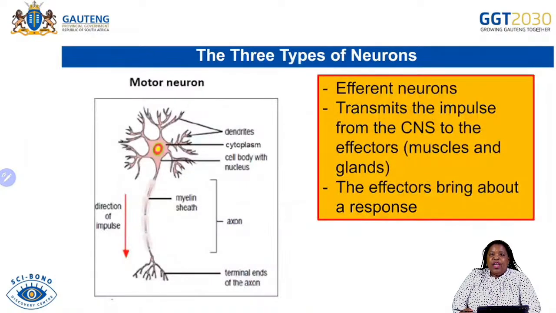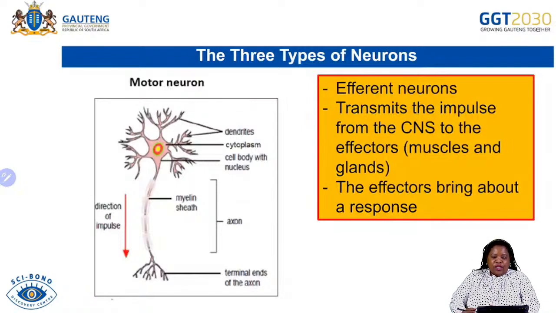Okay? So we have got 3 types of neurons. Remember when we started, I told you the parts of the neurons: the cell body, the axon, the dendrites. I also indicated that the cell body is the one that is going to assist you to differentiate between types of neurons, the sensory and the motor. Now there are 3 types of neurons. We've got the sensory, the motor, and the interneuron. Now let's go through those.